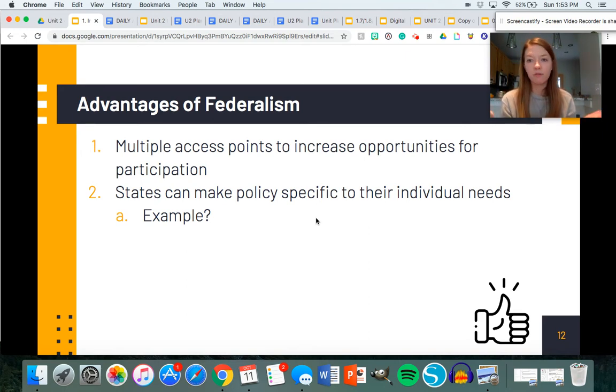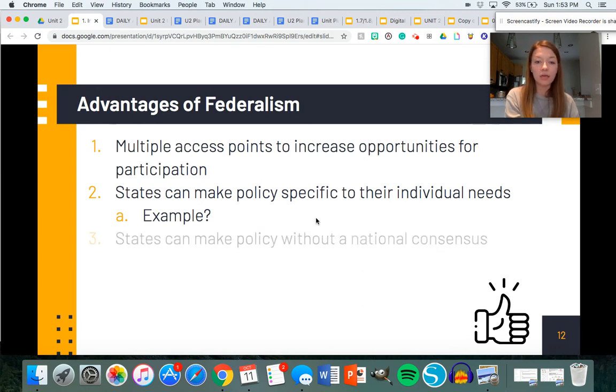Think California even versus Ohio, right? California is plagued with earthquakes and fires. We don't really have to worry about those policies. What we need to worry about, like I said, would be maybe tornadoes. So states can make those policies specific to their individual needs.